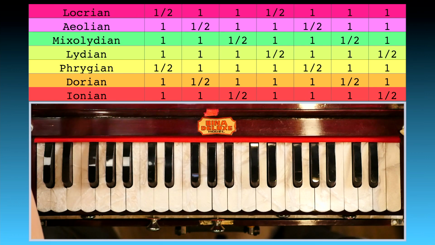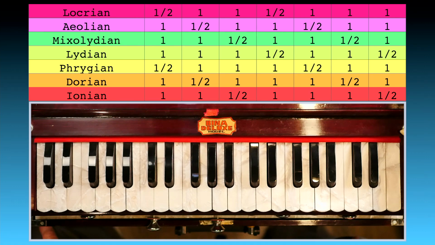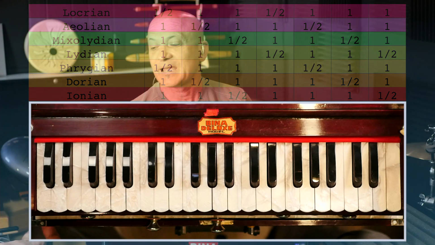Now you can look at some similarities. Look at the similarity between Aeolian and Dorian. They start off the same, but later the half steps are in a little bit different place. Same thing with Mixolydian and Ionian. They start off pretty much the same, but later the half steps are in a little bit different place. And that is really the interesting thing about the modes, is they're all a little different.